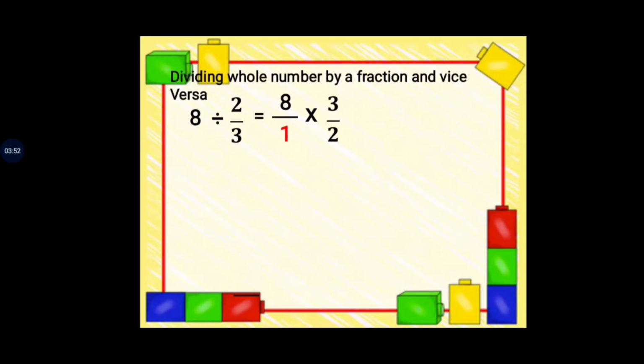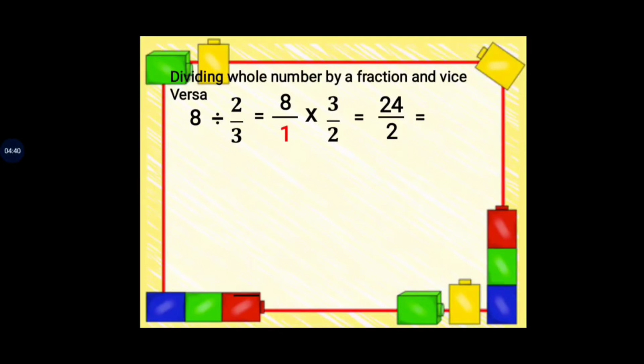So, let us have an equal sign, then a fraction sign. Then, we are going to multiply now 8 times 3. It gives the product of 24. Then, we are going to multiply also 1 times 2, and it gives the product of 2. So, the answer is 24/2.